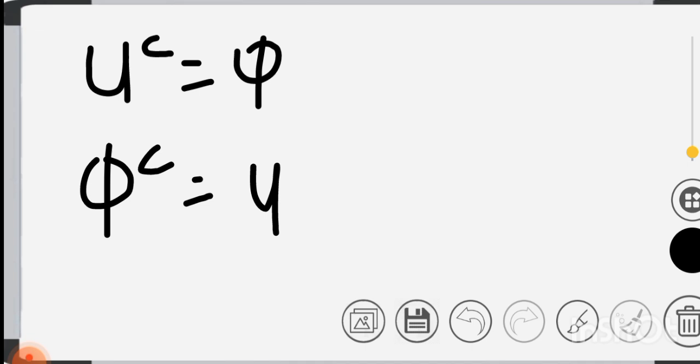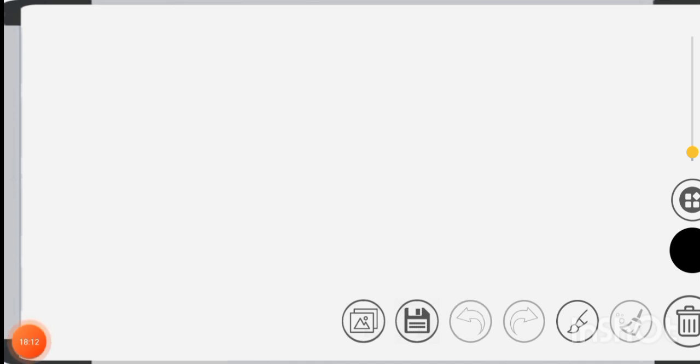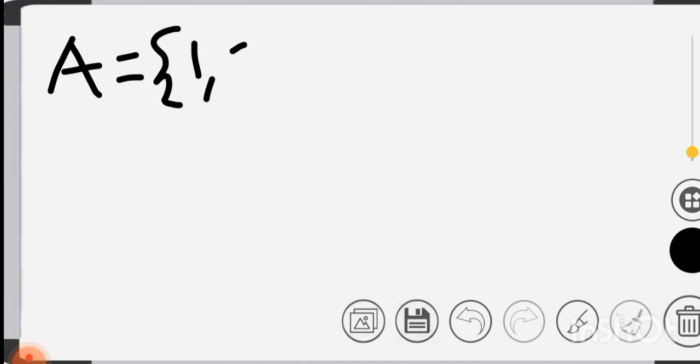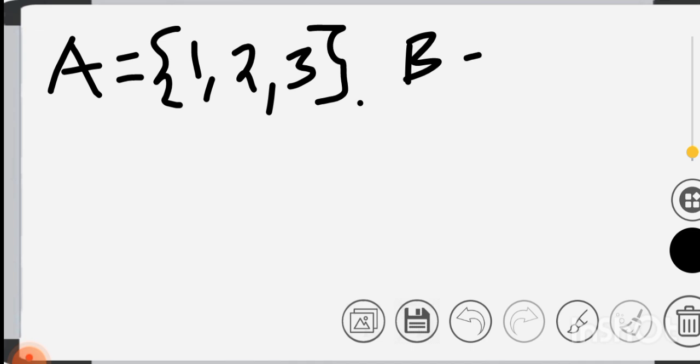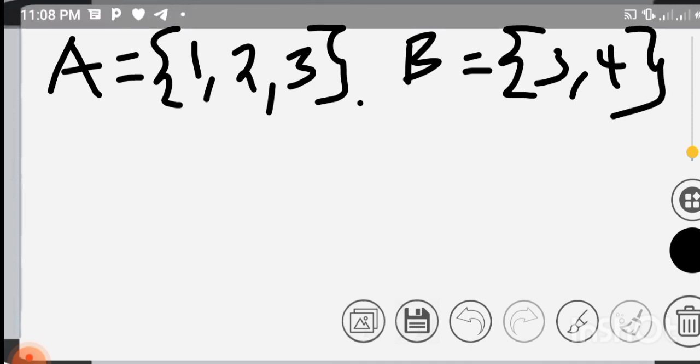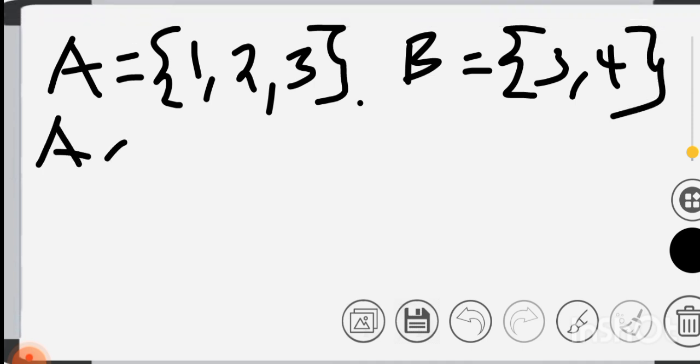Now, how do you multiply sets, which is the product of a set? All right, now let's look at a question on that. If I have A equal to {1, 2, 3}, and B equal to {3, 4}, I can ask, what is A times B? Just try and get this once and for all.